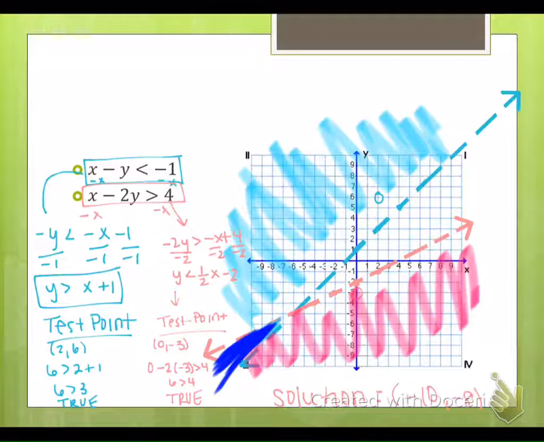So make sure you're shading darker. The big deal is make sure you shade darker the region where they overlap, so I know that you understand where your solution is. Does that make sense? Otherwise, I can't read your mind. I don't know if you understand. So make sure you're doing that.